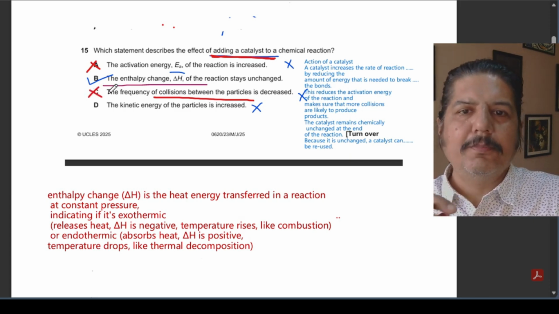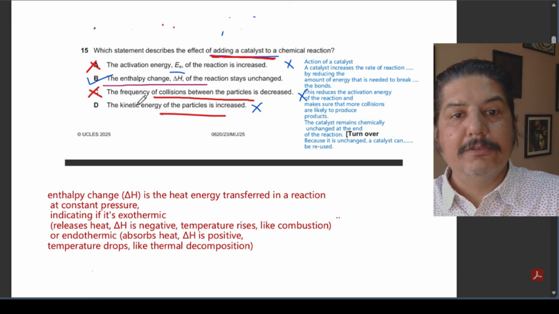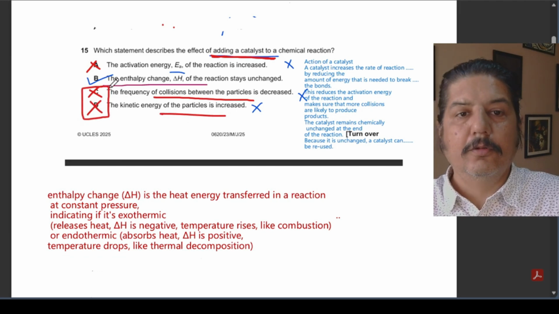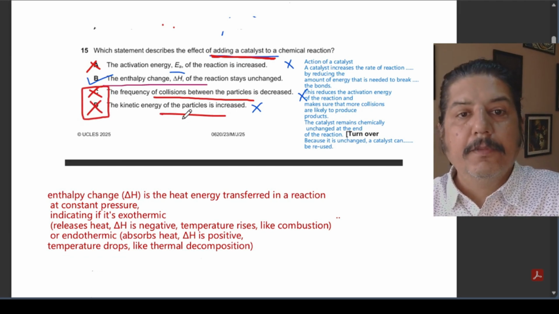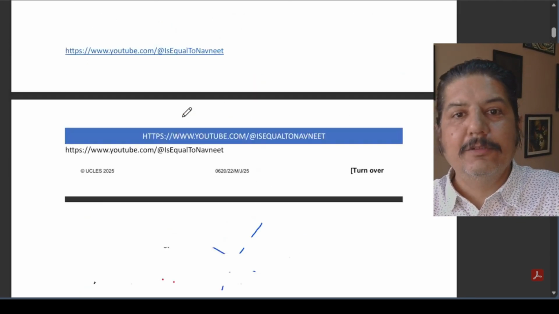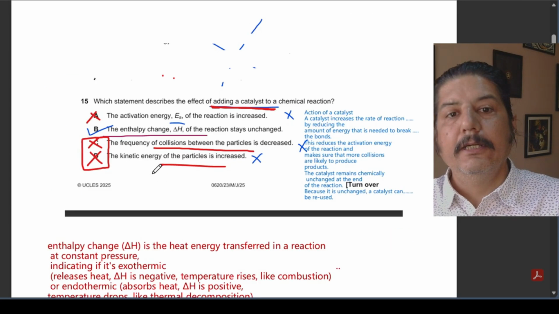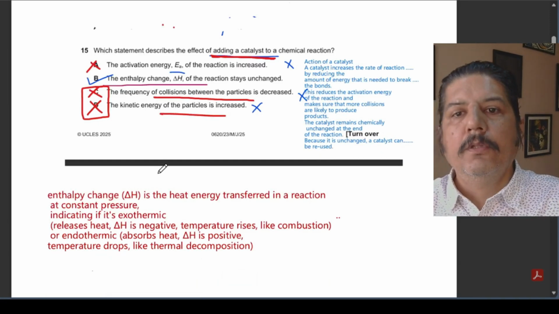The kinetic energy of the particles is increased. Again, this is not something related to the catalyst. If you have looked at the earlier question, the frequency of collisions and the kinetic energy of the particles are related to the temperature, which we did in that question. It is not related to the catalyst.